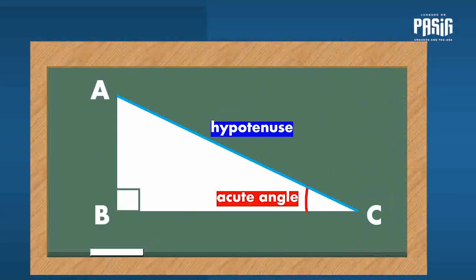Today, we're going to have the second case of solving right triangles. In this case, the given are the length of the hypotenuse and the measure of one acute angle. Consider the given right triangle ABC, where side AC is the hypotenuse and angle C is one of its acute angles. Can you tell the missing parts in this right triangle?